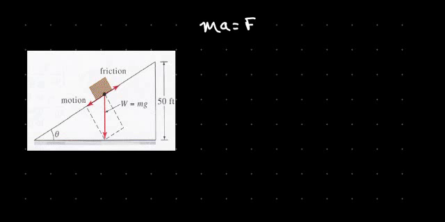So to do that, we know there's two things happening. There's a force pulling it down the inclined plane, and then friction is pushing it, trying to push it back up this way. So we need to figure out those two forces. So first let's figure out that force pulling it down the hill.